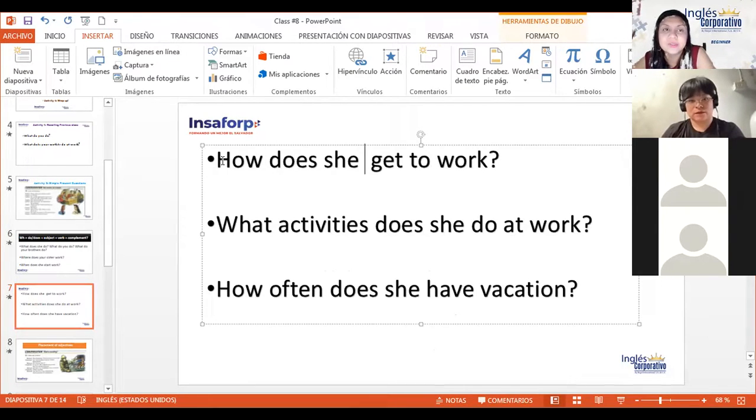Entonces recordemos que siempre va a ir WH question first, al auxiliar do or does dependiendo del sujeto, the subject, the verb, and the complement.